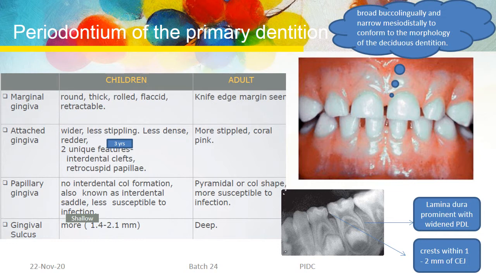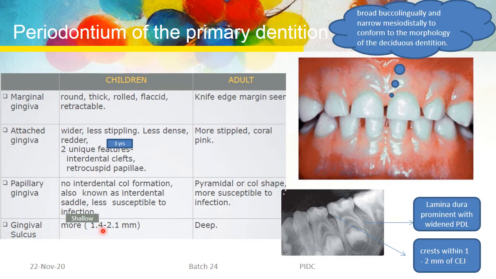Next, coming on to the papillary gingiva, that is the area which is in between. There is no interdental col formation as seen in the case of adults. Since there is no col formation, this area is less susceptible to infections. Whereas in case of adults, there is a pyramidal or col shape present between the teeth, and therefore this forms a saddle where food gets accumulated, and this area is more susceptible to infection.